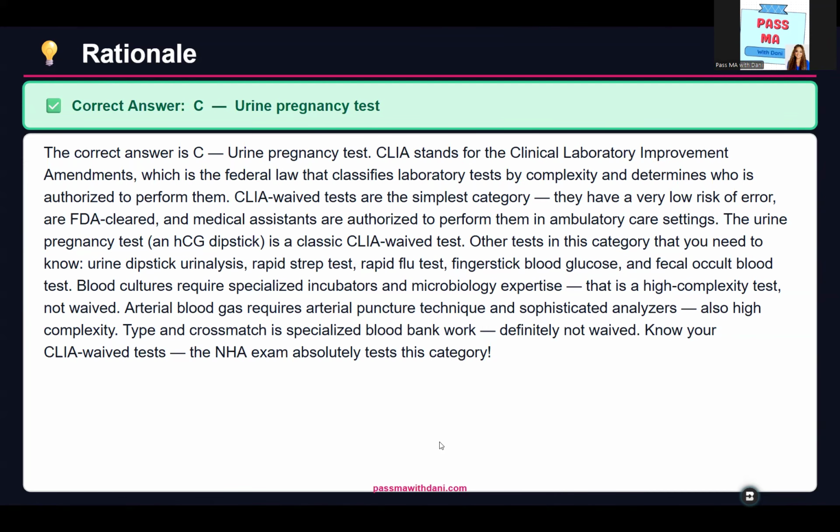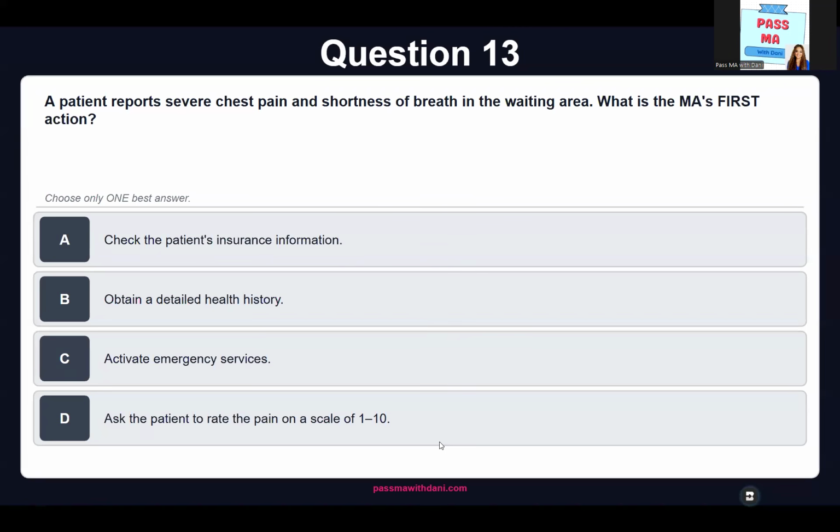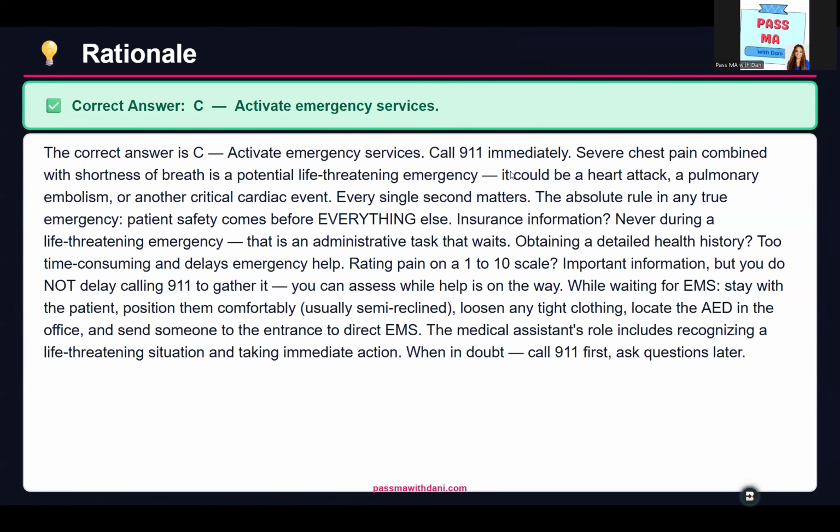All right, guys, let's look at question 13. A patient reports severe chest pain and shortness of breath in the waiting area. What is the medical assistant's first action? A, check the patient's insurance information. B, obtain a detailed health history. C, activate emergency services. Or D, ask the patient to rate the pain on a scale of 1 to 10. For question 13, if you said C, to activate emergency services, then you are correct.